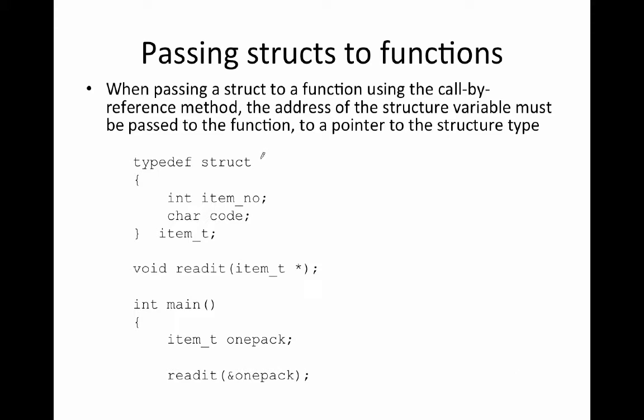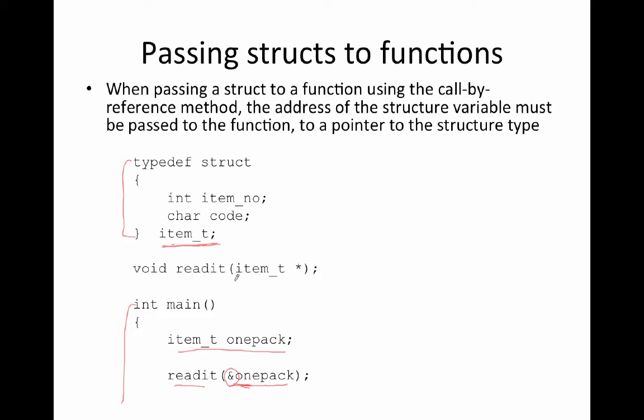So in the program, let's say we have defined a type for our structure, and the type is called item_t. So we use that in the main function, this is just the beginning of it, to declare a variable. So one pack is a structure of the type item_t, so in other words it has these two members, item number and code. Now if we're passing this to a function, for example, to read into members of that structure variable, then we have to pass the address of the structure variable so that the function can change it.